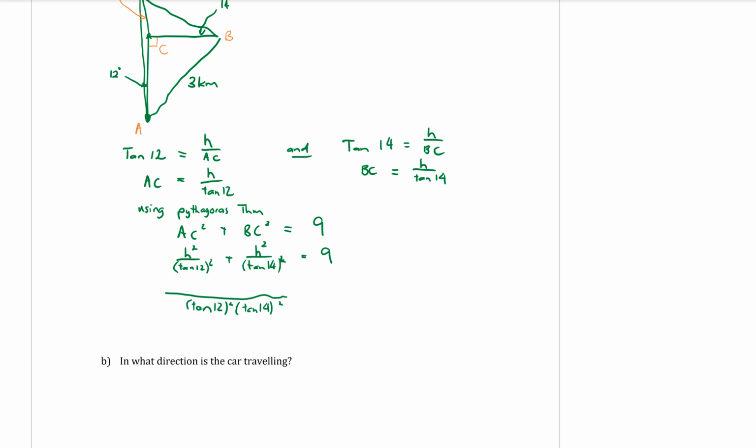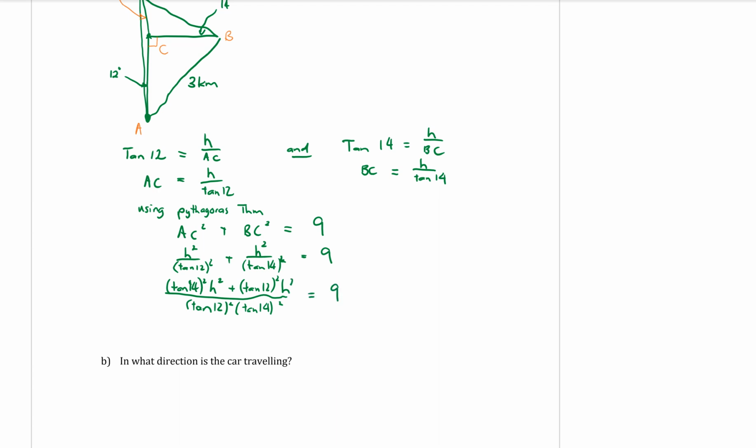Now that means I'm going to have to multiply this h squared with tan 14 squared and that h squared with tan 12 squared. Okay? It will get neater again, but it's got to get messier before it gets neater. So tan 14 squared times the h squared plus tan 12 squared h squared. And that's still equal to 9.